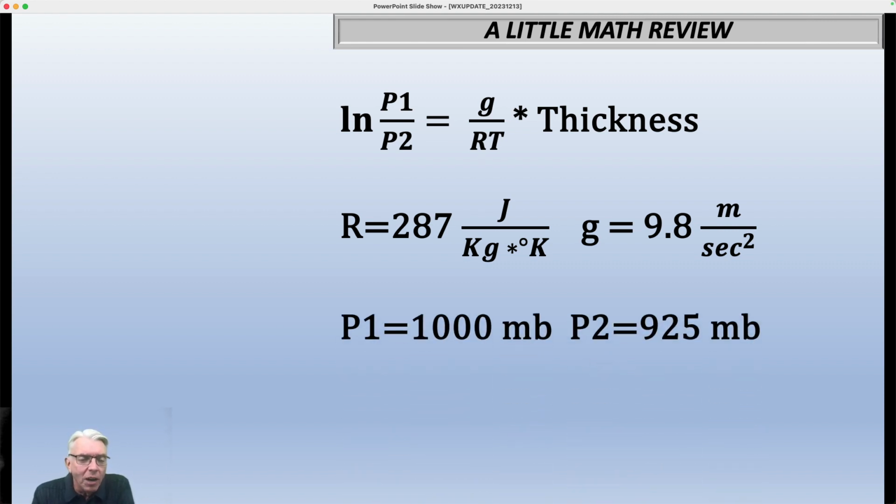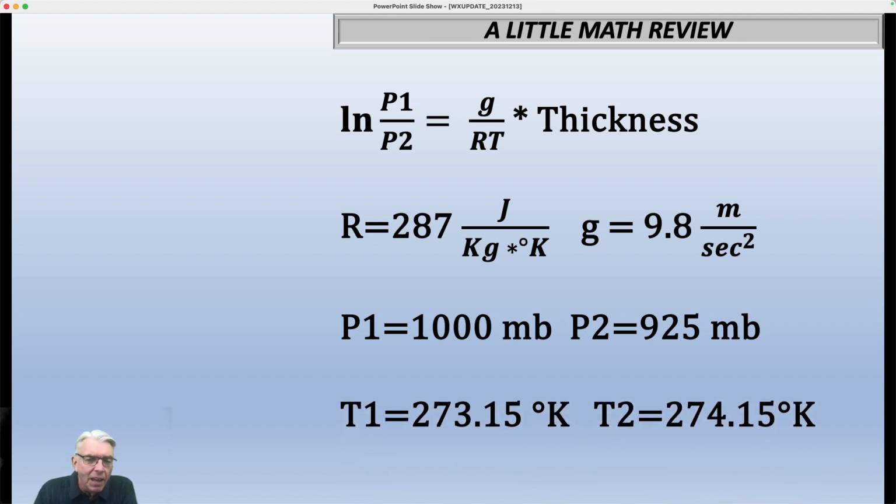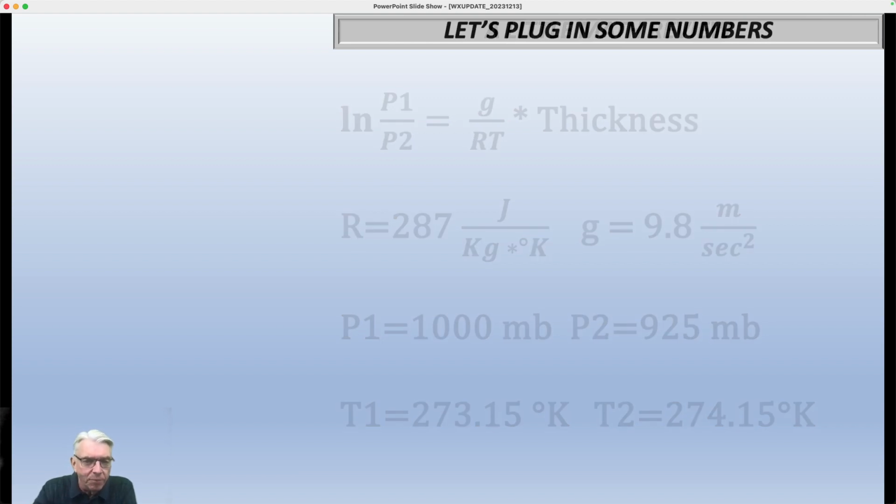We're going to say that P1 in this case is 1,000 millibars, which is near the surface, and P2 is 925 millibars, which is maybe 2,500 to at most 3,000 feet above the ground. And we're going to do this with two different temperatures. And you have to do this in Kelvin because that's the way the equations work. So 273.15 is the same thing as 0 degrees Celsius or 32 degrees Fahrenheit. So I'm going to have one case where the temperature is freezing, 273.15, and then a second case where we're going to bump it up 1 degree Kelvin to 274.15.